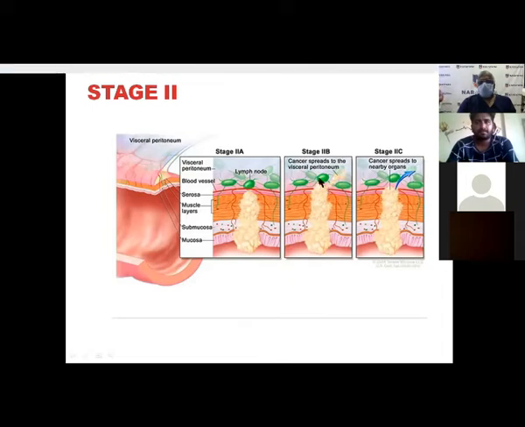Stage 2B, with no lymph node. Stage 2C, it has well breached the visceral peritoneum. So these are stage 2A, 2B, and 2C. Please see that. Up to this, breaching. Now it has breached the visceral peritoneum also, but no lymph nodes anywhere.